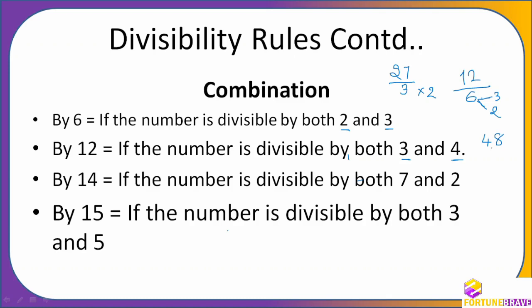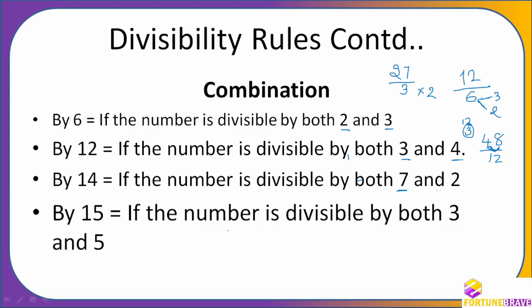48 is divisible by 3 because the sum of digits is how much? The sum of digits is 12. 12, if you make it one digit, will be 3. So 3 is divisible by 3, therefore 48 is divisible by 3. For 4, we look at the last two digits: 48 is divisible by 4. Therefore it is also divisible by 12. If any number is divisible by 3 and 4, it is divisible by 12 as well. So when you are checking, if you see that it is divisible by 3 and 4, then you mark it as divisible by 12 as well.